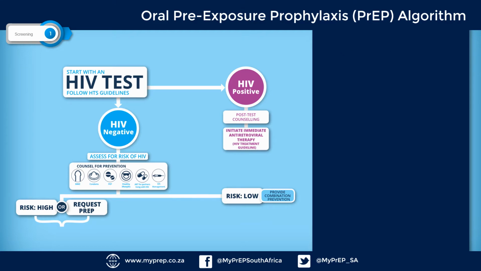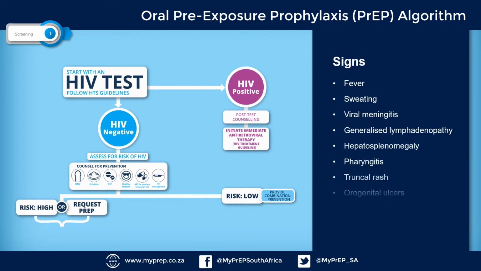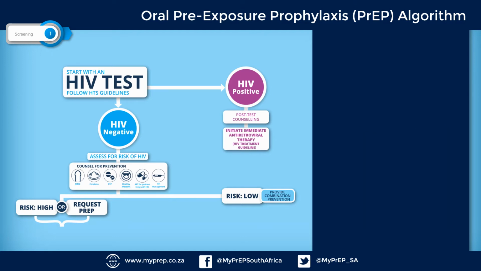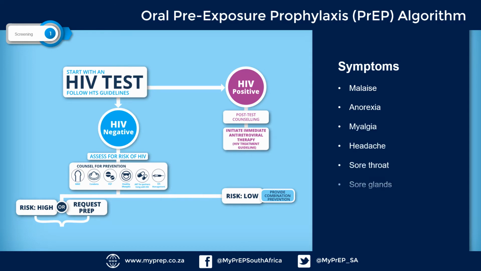Signs that may suggest acute HIV include fever, sweating, viral meningitis, generalized lymphadenopathy, hepatosplenomegaly, pharyngitis, a truncal rash, orogenital ulcers, oral or esophageal candidiasis, and cervical adenopathy. Symptoms that may suggest acute HIV include malaise, anorexia, myalgia, headache, sore throat, sore glands, and a rash.